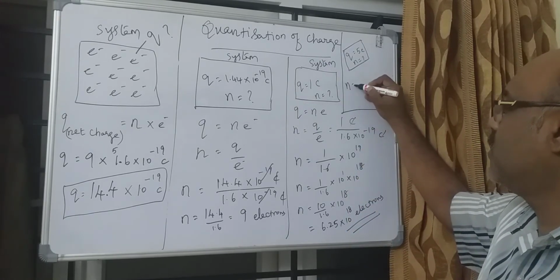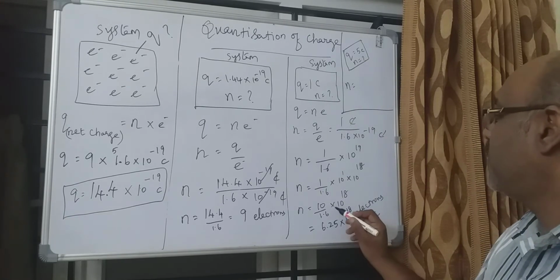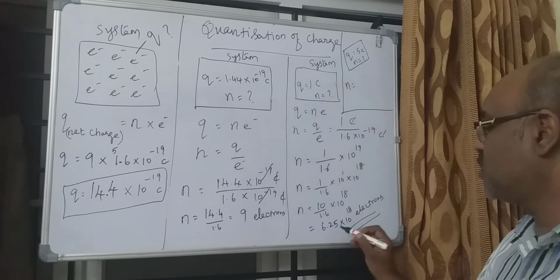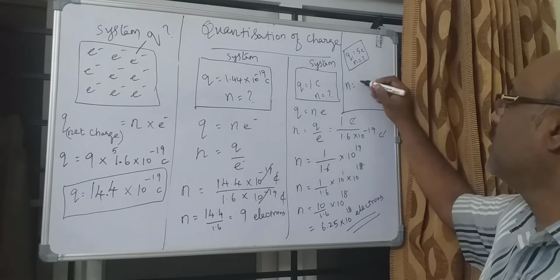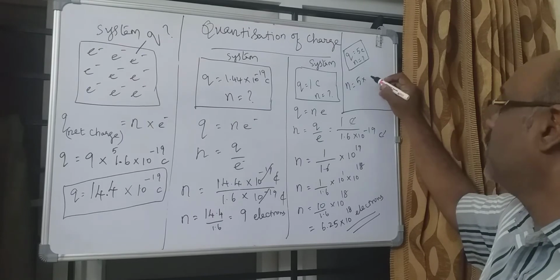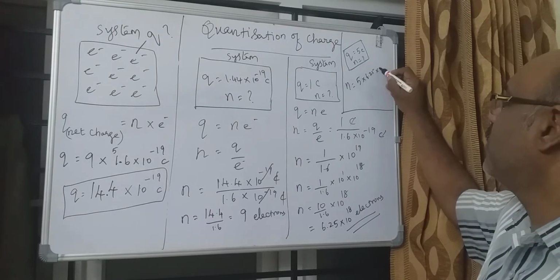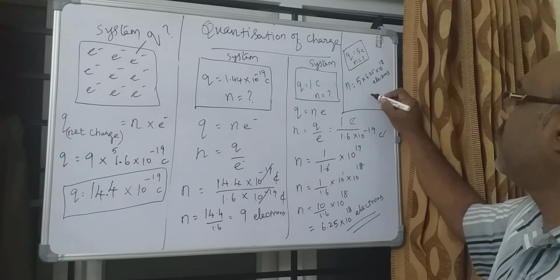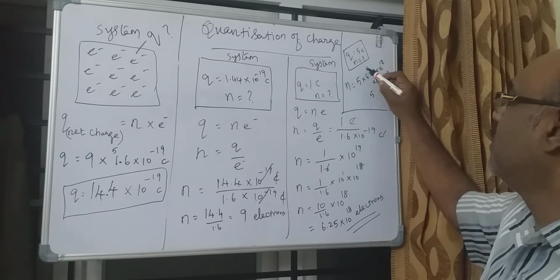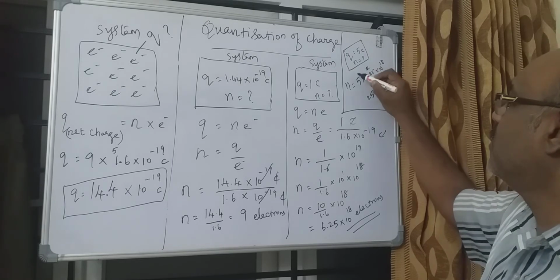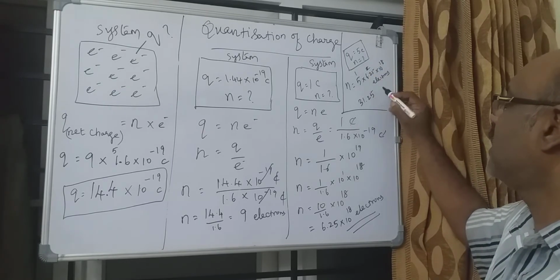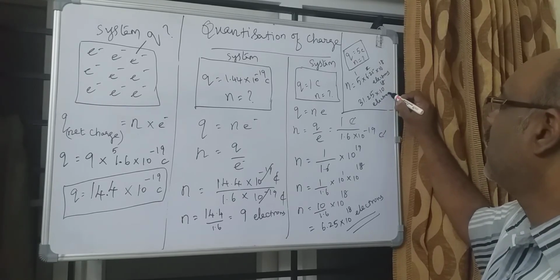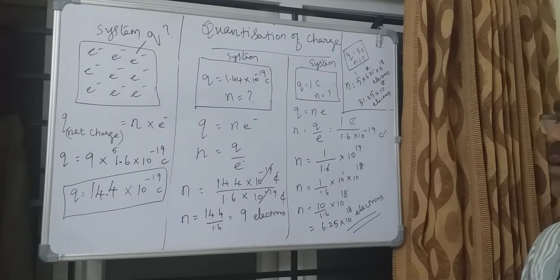Now N is equal to, for 1 coulomb, it is 6.25 into 10 to the power 18 electrons. Therefore, for 5 coulomb, 5 into 6.25 into 10 to the power 18 electrons. So 5 into 5 is 25, 5 into 2 is 10, plus 2 is 12, and 12 plus 1 is 31. So it is 31.25 into 10 to the power 18 electrons present in 5 coulomb of charge.